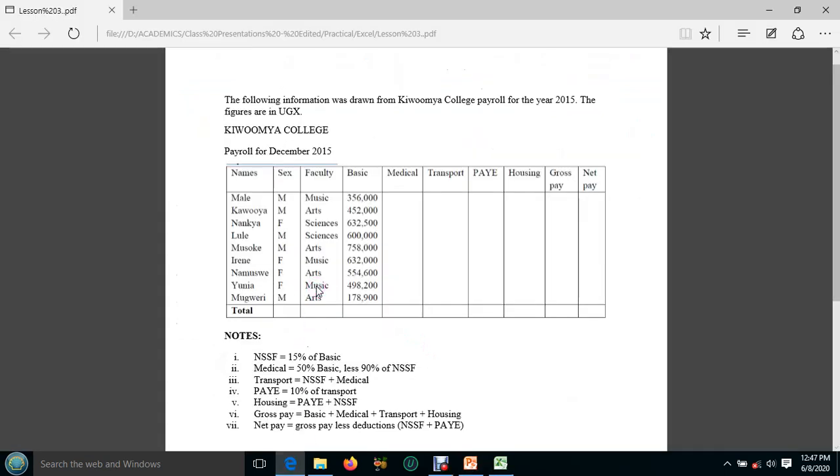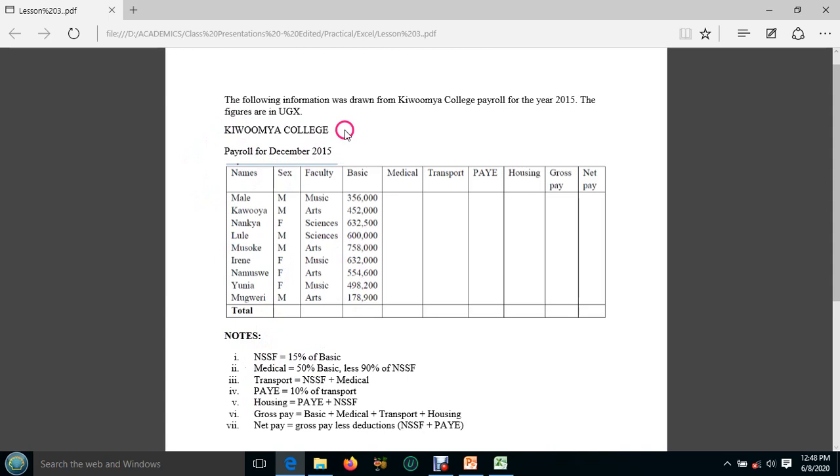We are still continuing with our formula. The following information was drawn from Kiumia College payroll for the year 2015. The figures are in UGX, and you have the title here, Kiumia College payroll for December 2015, and this is the table. Then they have given you what to do. NSSF is equal to 15% of the basic pay.